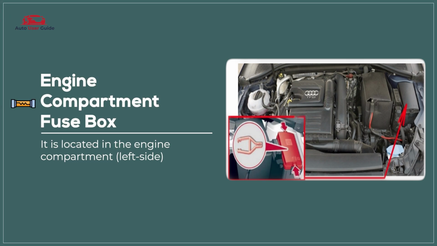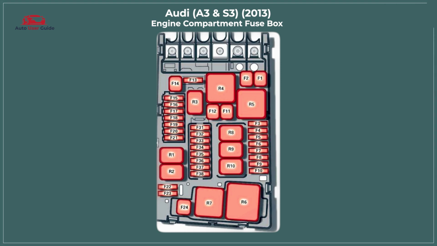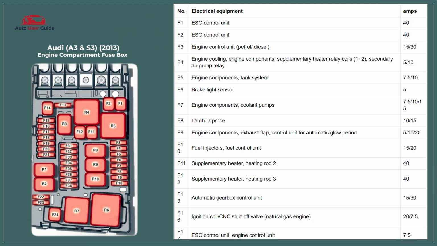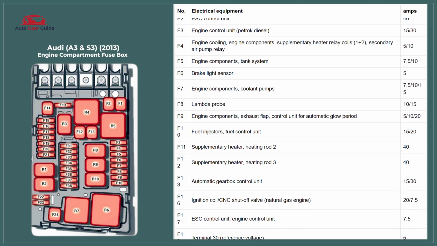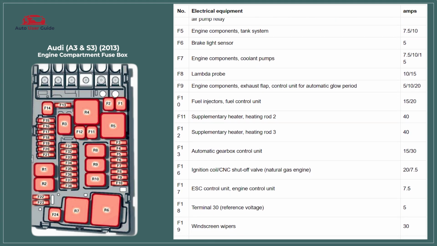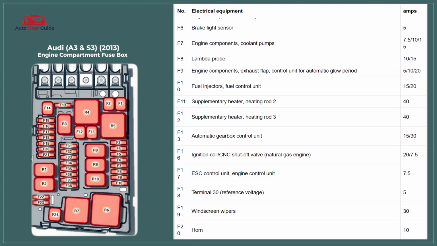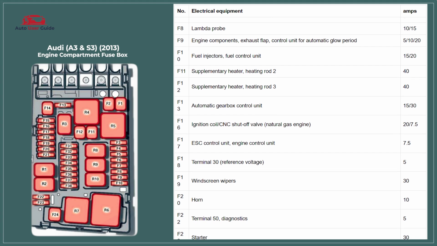Engine compartment fuse box. The engine compartment fuse box in the 2013 Audi A3 and S3 contains high amperage fuses for critical systems like the ECU, ABS, radiator fan, ignition, and starter. It ensures stable power distribution and protection for essential engine, safety, and drivetrain components.